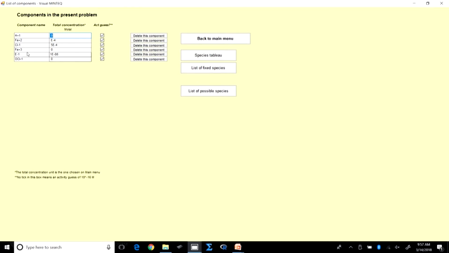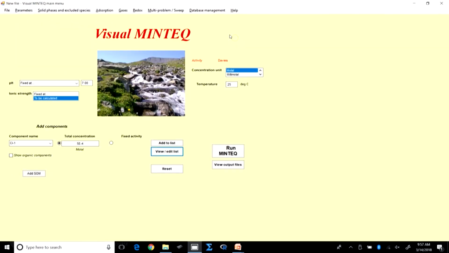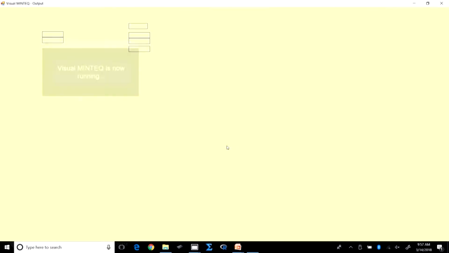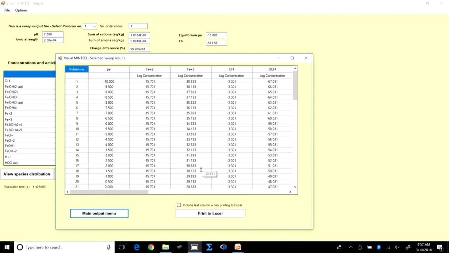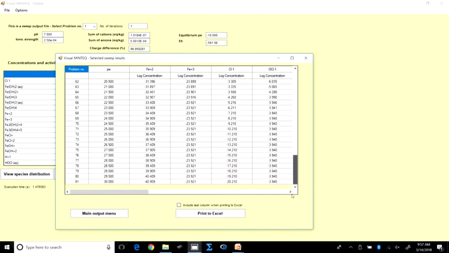Okay, and this E minus 4, that's because of the redox couple that we have specified, I guess, that's fine. pH is 7, so I am going to run MINTEQ, let's see, and I am going to look at selected sweep results. Okay, so from pE of minus 10 to 30, which is what we were looking for, right?